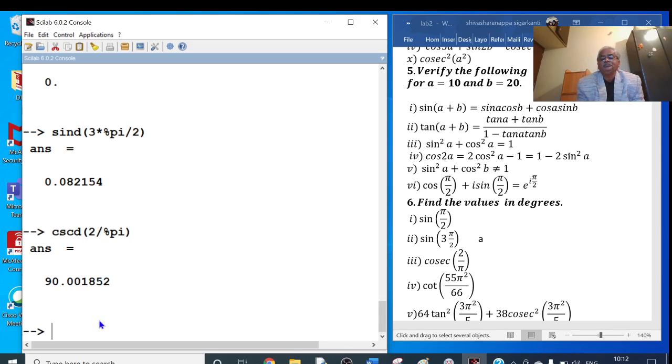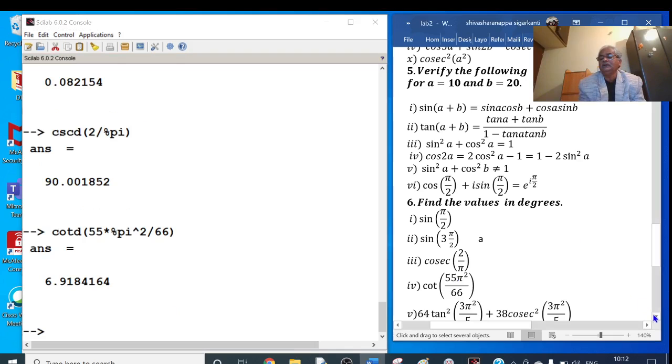Next, cot in degrees. Cot d, within the bracket 55 star percent pi square divided by 66, bracket close. Cot of 55 pi square by 66 in degrees. Enter. I am getting this value.